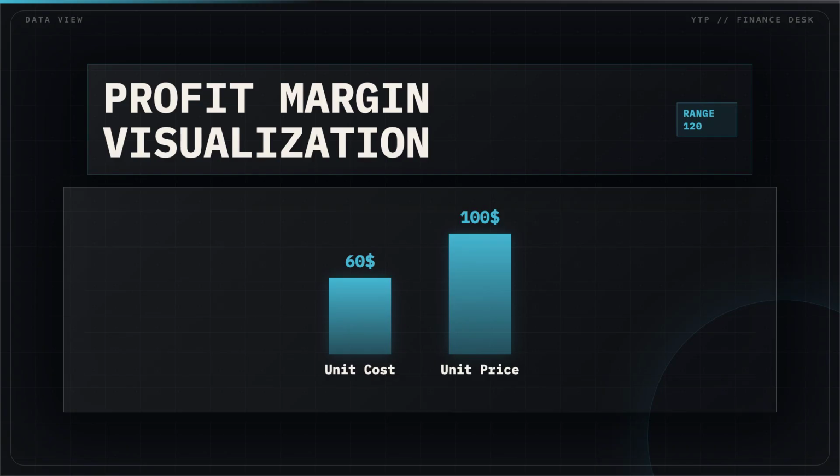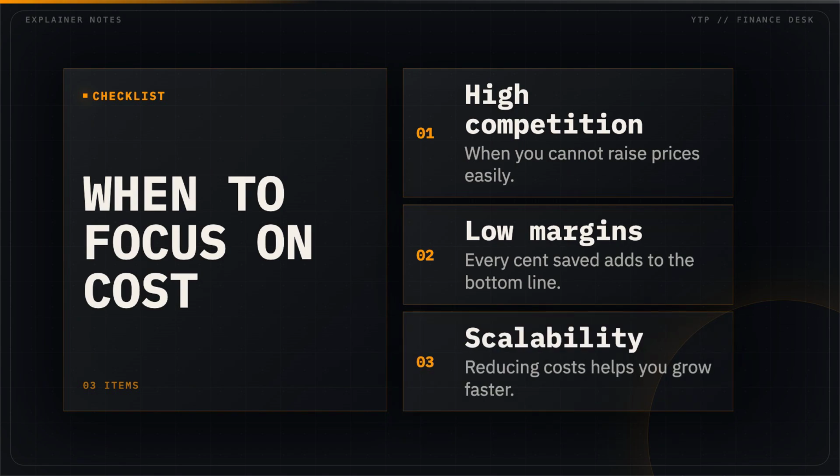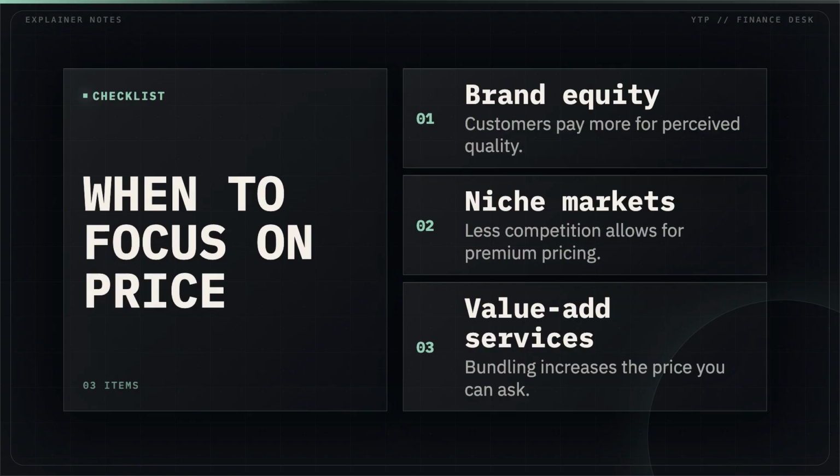If your unit cost is $60 and you sell for $100, your gross profit per unit is $40. Focusing on unit cost is essential when you are in a crowded market where raising prices would drive customers away. Focusing on unit price allows you to capture more value if your brand has a strong reputation or unique features.